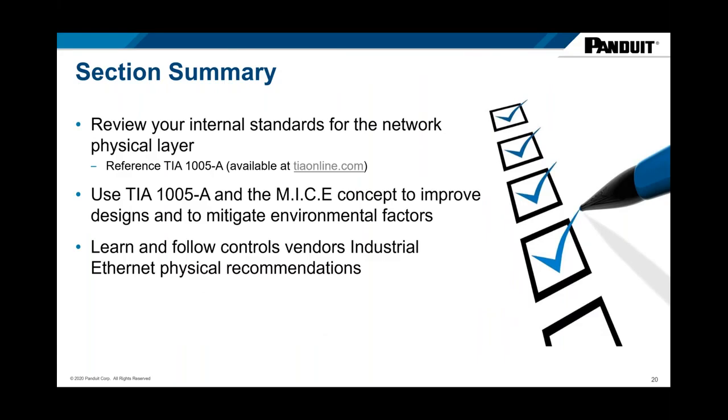So my summary from this section: review your internal standards for the network physical layer. Do they reference TIA 1005A, right? Use that 1005A and M.I.C.E concept to improve your designs and mitigate environmental factors. We're going to give you that guide to help you do that. And also learn and follow the controls vendors' industrial Ethernet physical recommendations. They'll all tell you what type of media to use with the device or the switch.